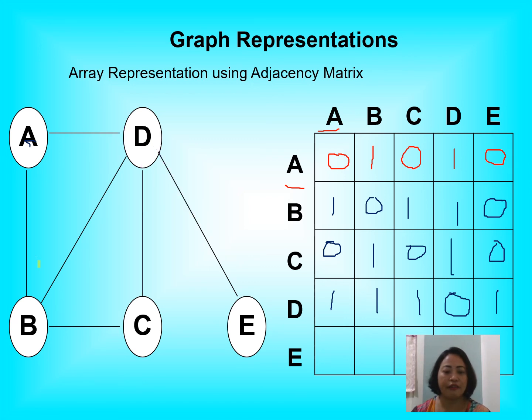Next, from E. From E, it has only a line or an edge going towards D, right? So it has only one line going towards D. Therefore, D has a value of 1. And the rest would only have a value of 0. So we have now created the adjacency matrix for this graph. Let's have another example.